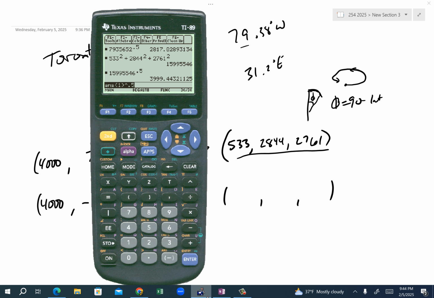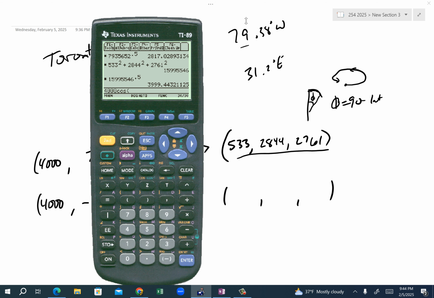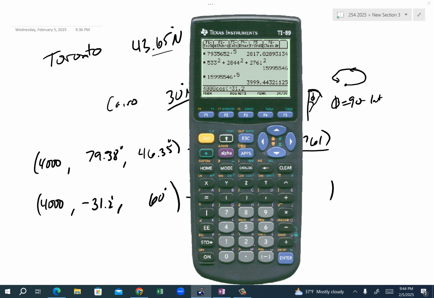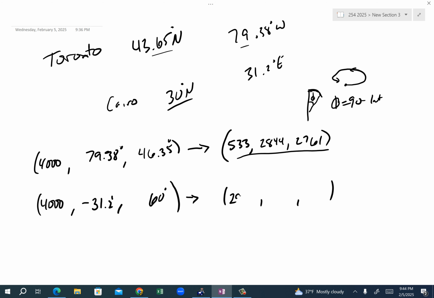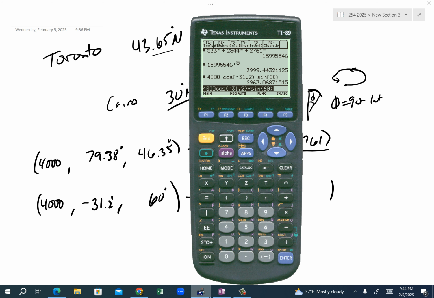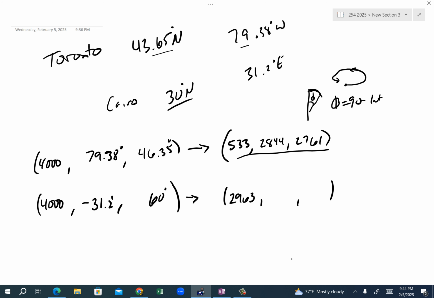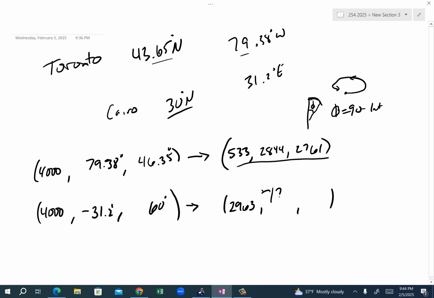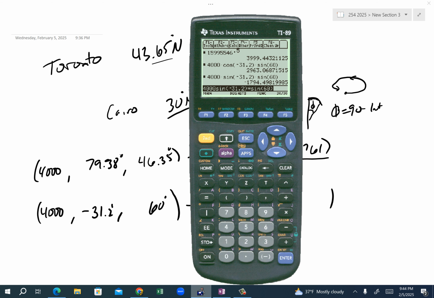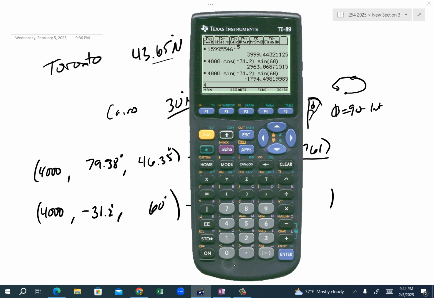All right, so then 4,000 cosine of our theta down here, so negative 31.2, times the sine of 60, boom, is 2963. And then change that first cosine there to a sine now. And then negative 1794. That's not surprising. We went the other way around the planet, so that makes sense. We're going to have at least some negative. My z's, of course, will all be positive because we're in the northern hemisphere.